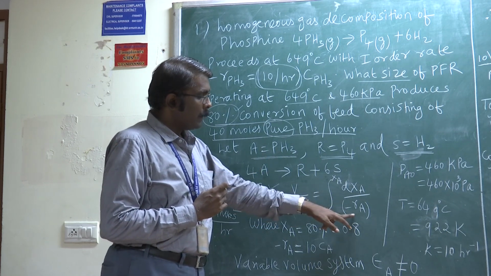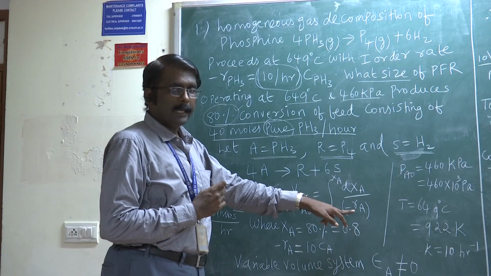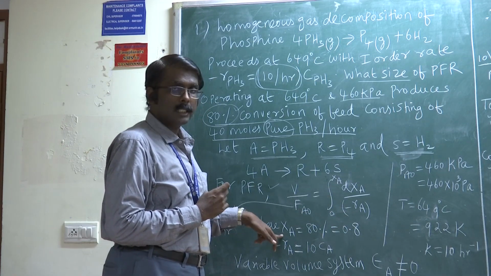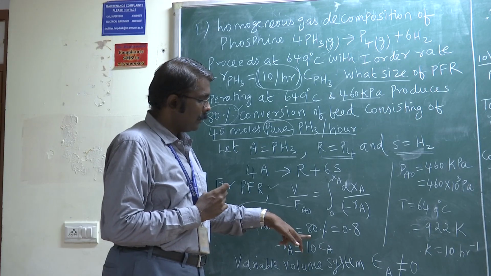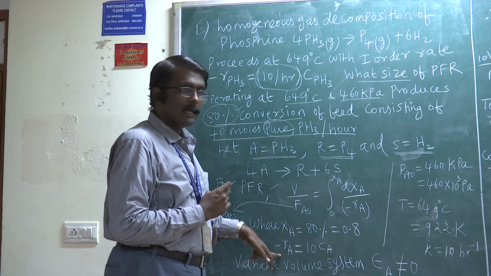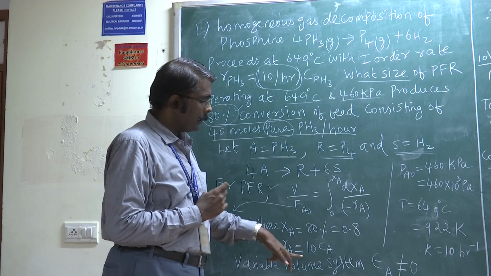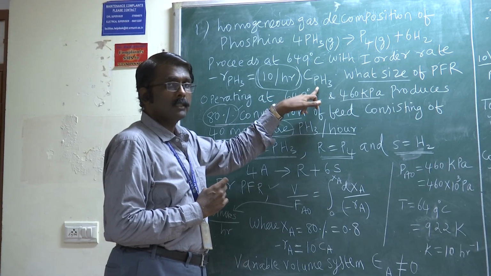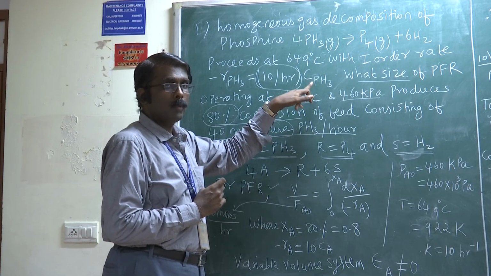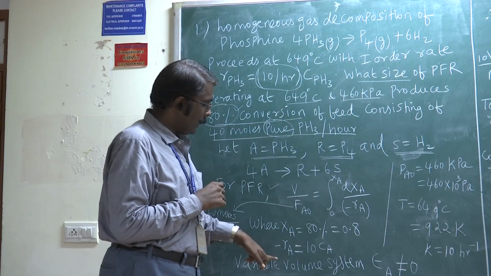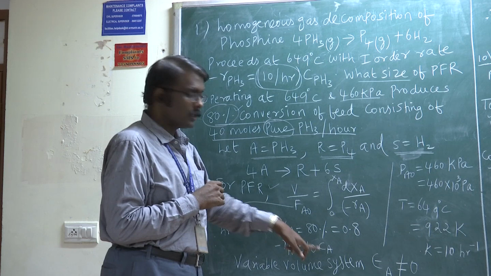Now here minus rA is the rate equation or reaction rate value. XA is the conversion achieved. That is also given data, 80% conversion, which is equal to 0.8. This minus rA rate equation is nothing but 10 into CA, because here it is given as 10 per hour CPH3. Since we have considered phosphine to be component A, this is replaced with CA. So minus rA is now rewritten as 10 CA.